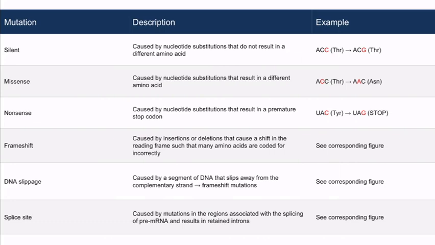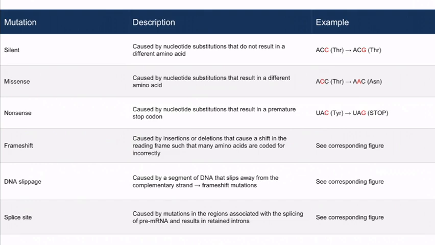Missense mutations are caused by nucleotide substitutions that result in a different amino acid. In this case, the codon ACC is now changed to AAC, and you can see that threonine now becomes asparagine. Obviously, this is much more problematic because it will ultimately affect the structure of the protein being synthesized. A great example of a disease caused by a missense mutation is sickle cell disease.